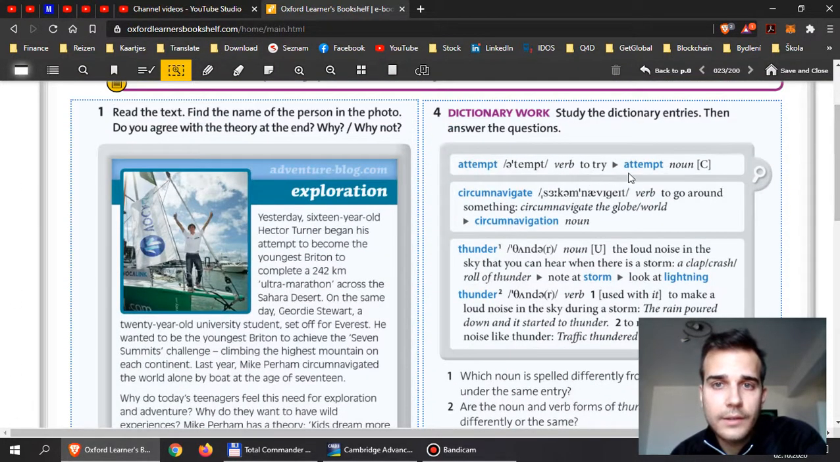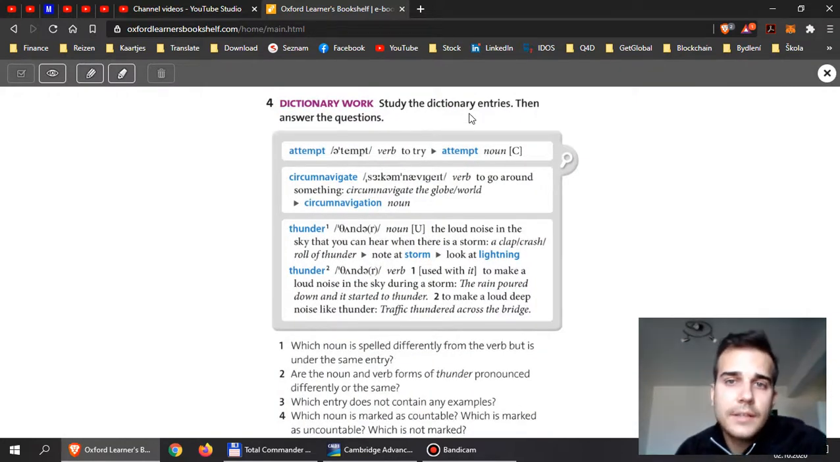Then over here is the dictionary work. Study the dictionary entries, then answer these questions. So I will just tell you some basics here. Over here you have the pronunciation, here you have the part of speech, here you have the explanation, because they are not going to translate it.